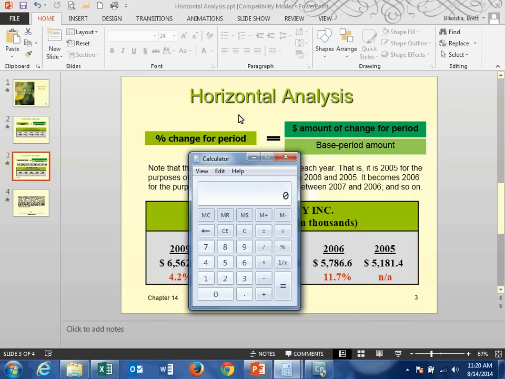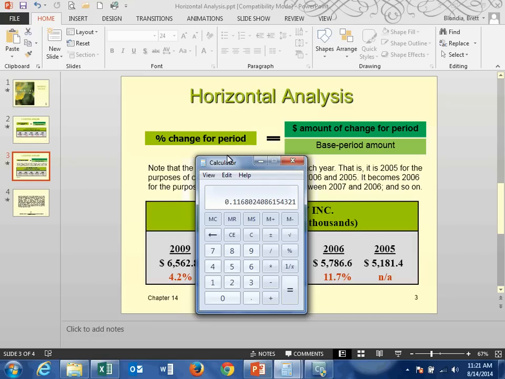To figure out how much our sales have increased from 2005 to 2006, we first have to figure out what the dollar change was for the year. So $5,786,600 minus the $5,181,400 from 2005. So 2006 sales minus 2005 sales gives you your dollar change. From 2005 to 2006, our sales went up by $605,000.